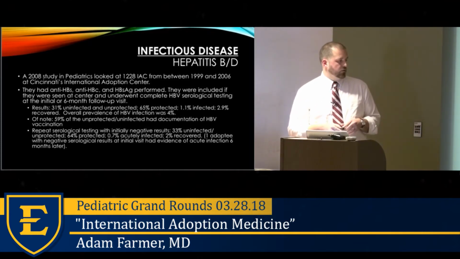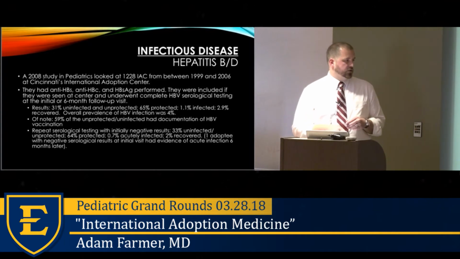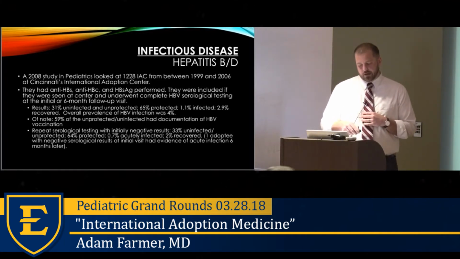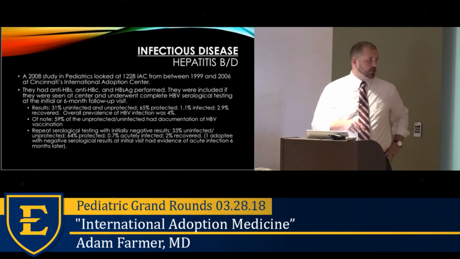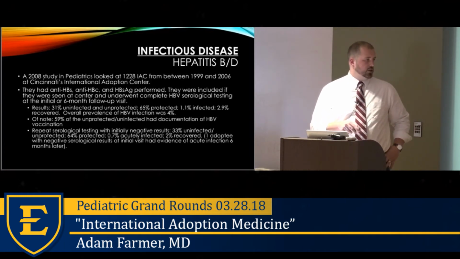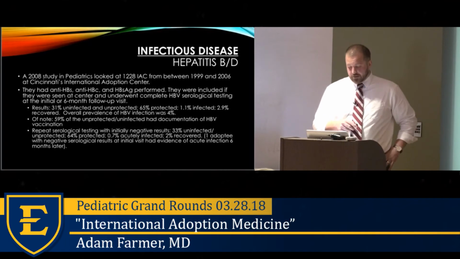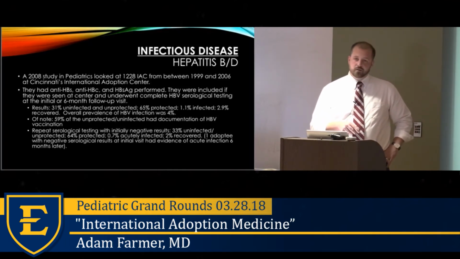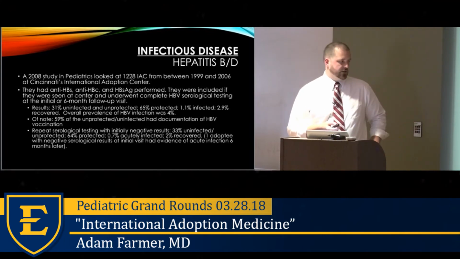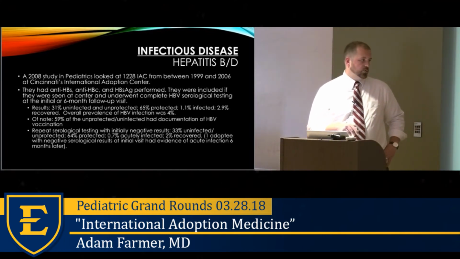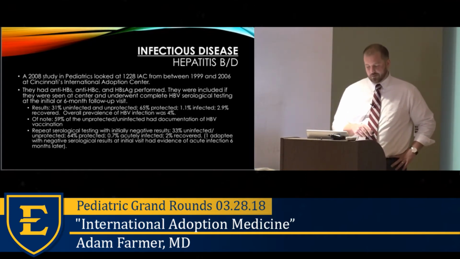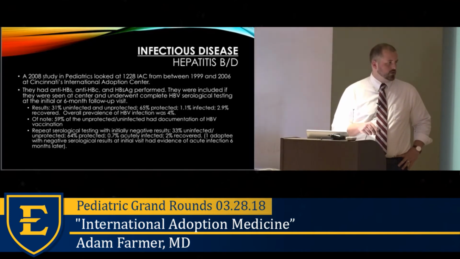What's also concerning, or why I thought this article was so interesting, is that at the 6 month test, they looked at the repeat testing for the initially negative results. They found that 33% of the uninfected were uninfected and unprotected, so they had not yet received their hepatitis B vaccine series. 64% were protected. 0.1% were acutely infected, and then 2% had recovered.